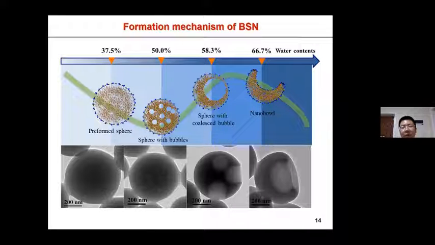If the bubble is not located in the center of the sphere, it will move to the surface of the sphere due to the asymmetry forces. So, with the further addition of water, the collapse of the thinner part leads to the formation of bowl-shaped nanoparticles. Fortunately, we monitored the self-assembly process and captured the intermediates of bowl-shaped nanoparticles, which further confirmed our proposed mechanism.